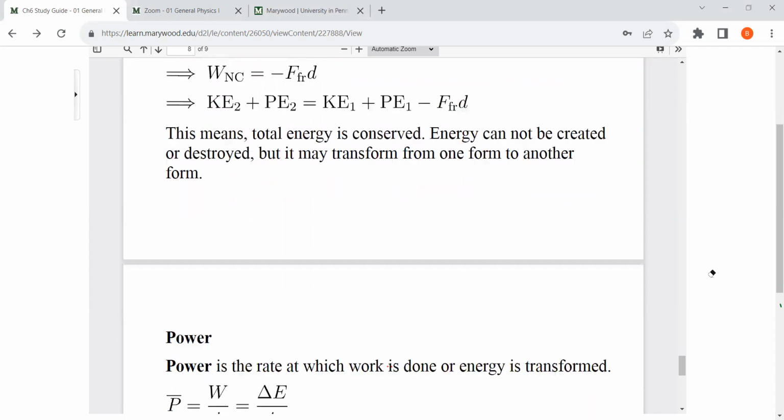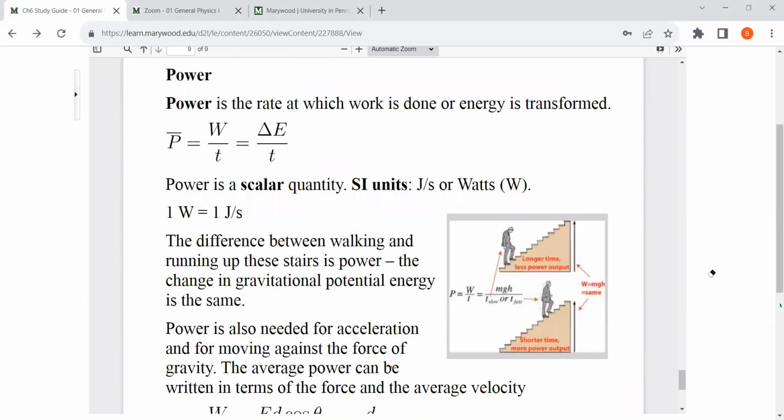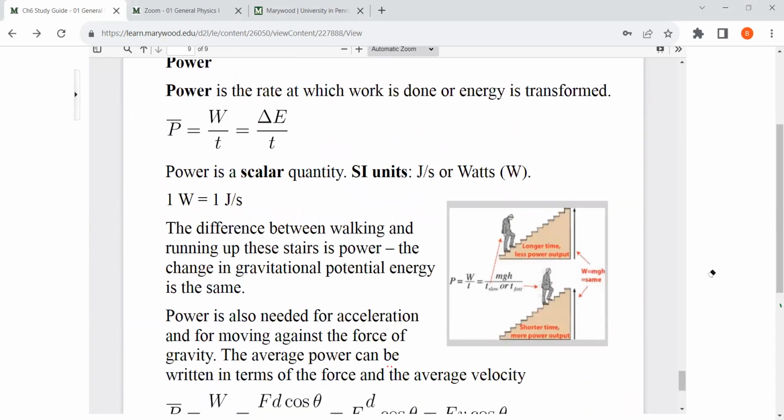All right. The last thing is the power. Power is the rate at which work is done or energy is transformed. The mathematical definition of power is W over T, where W is the work done and T is the time, or the change in energy over time.